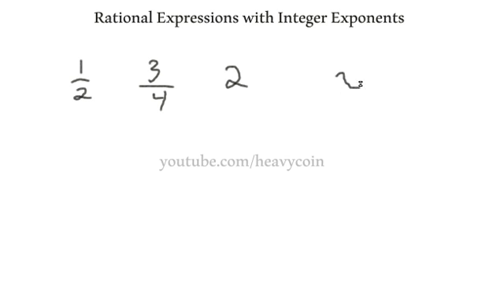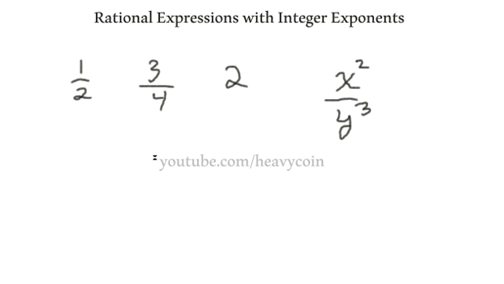So if I were to say x squared over y to the third, this is a rational expression. We have a rational number here. And so x might be equal to 5 and y might be equal to 2, and we would plug that in and we'd have a rational number.